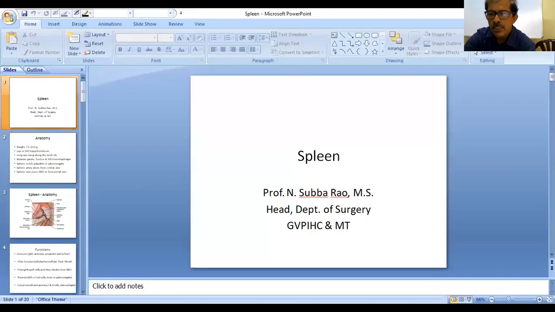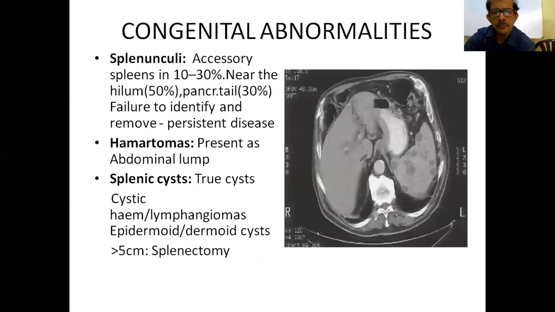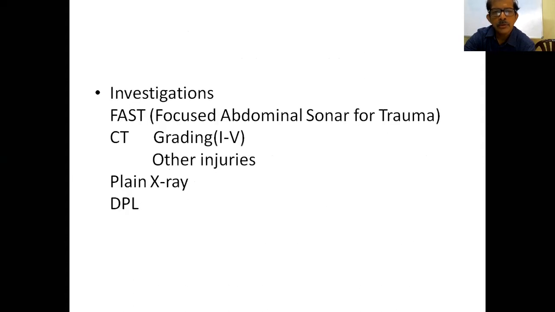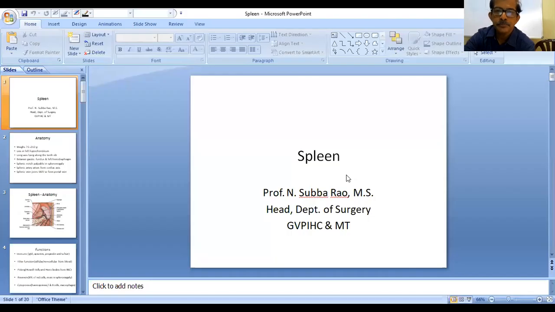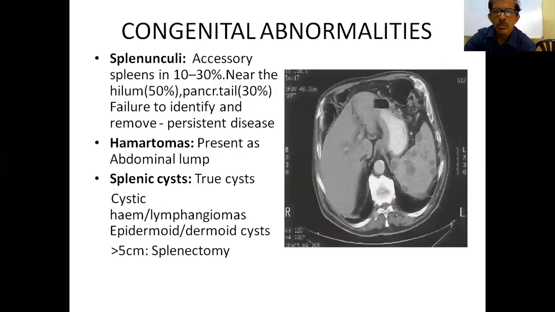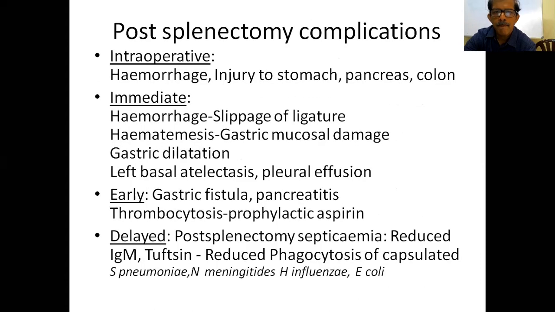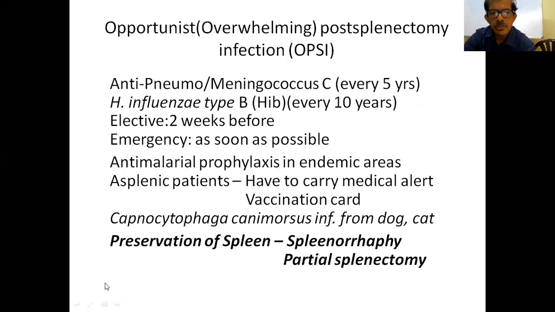If the patient is stable and it is only up to grade 3 and only the spleen is involved, you can preserve the spleen. But if at all you are supposed to operate, you can do splenorrhaphy or partial splenectomy, right?